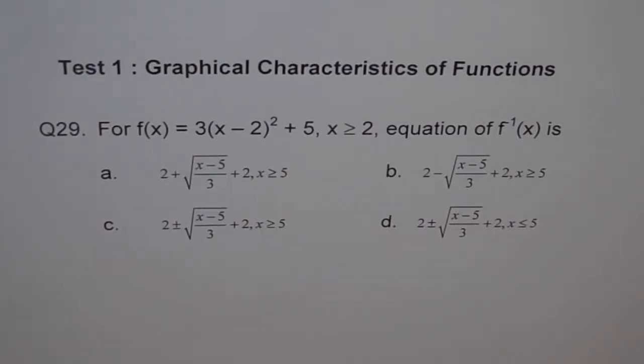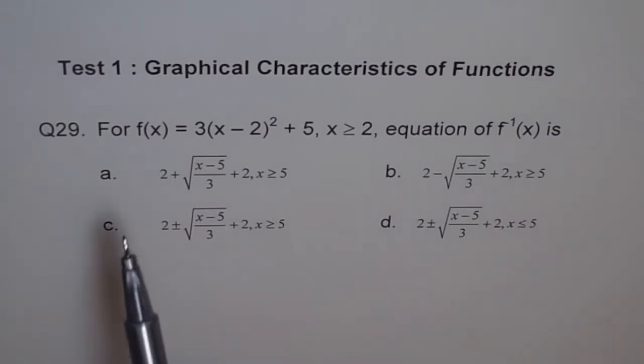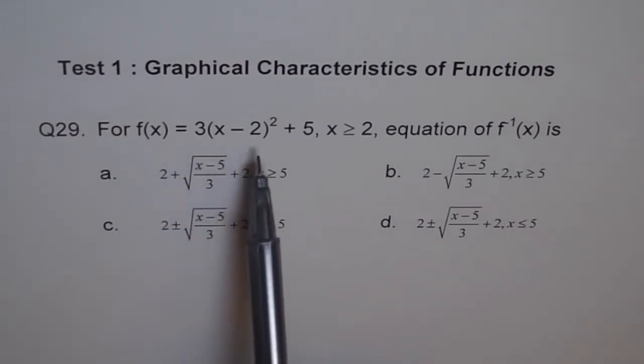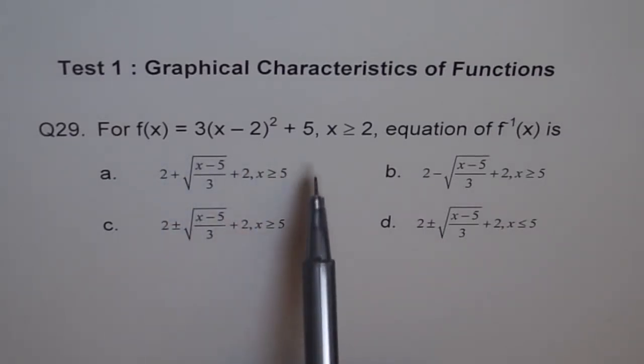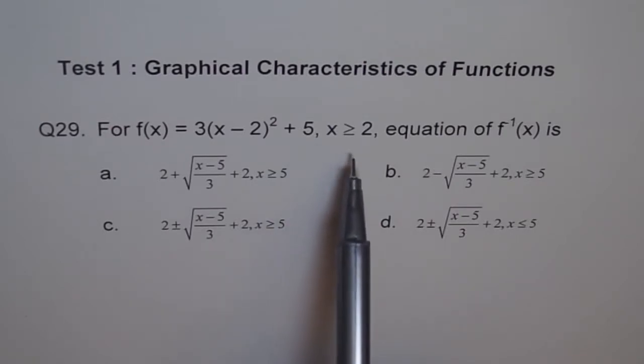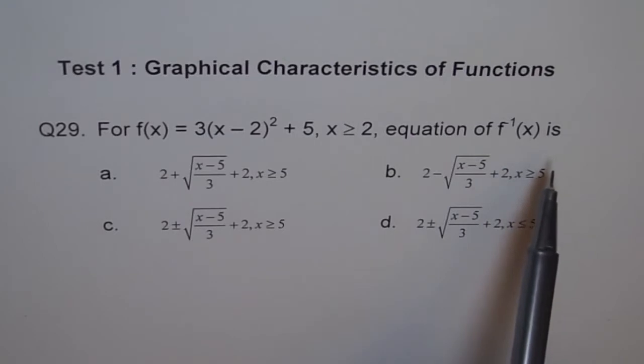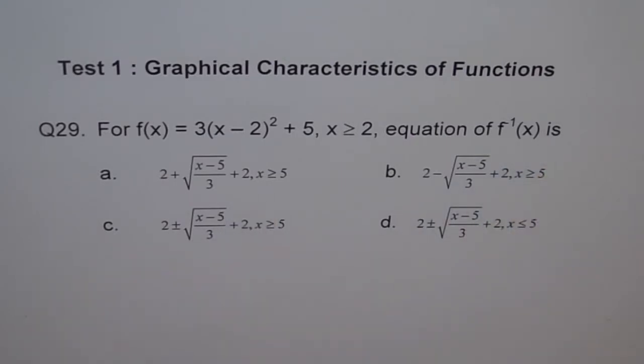Question 29 of Unit 1 of Advanced Functions, Characteristics of Functions. It says for f of x equals 3 times (x minus 2) whole square plus 5, where x is greater than or equal to 2, the equation of f inverse x is which one of these four? Have a close look at it and think how you will get the answer.